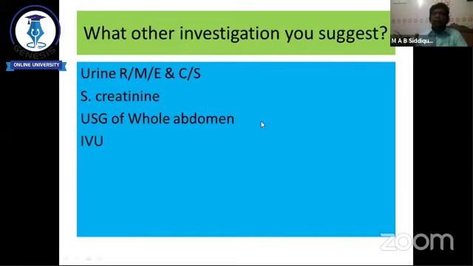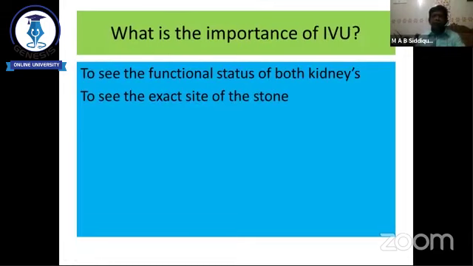So what other investigations do you suggest? Urine routine microscopic examination and culture sensitivity, serum creatinine, ultrasonogram of the whole abdomen, and intravenous urography. What is the importance of IVU? The importance of IVU is to see the functional status of both kidneys and also to see the exact site of the stone.